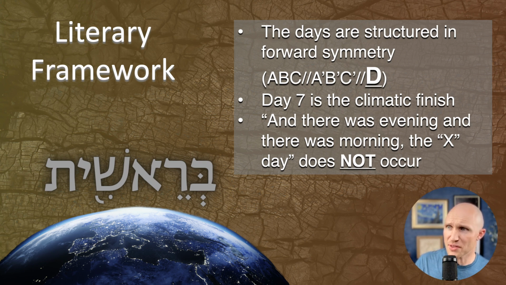What is also unique about this is that scholarship has actually recognized there is also a climactic finish to this. You can see on the screen here the D on that ABC, and that is because day 7 is recognized as the climactic Sabbath on which God accomplishes or finishes the creative act that he had begun. And you also do not get this phrase, "and there was evening and there was morning," on the 7th day. It simply does not occur.